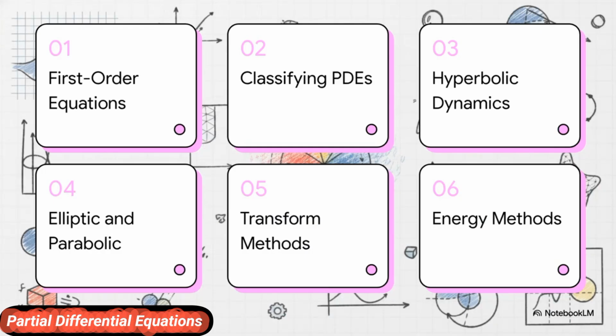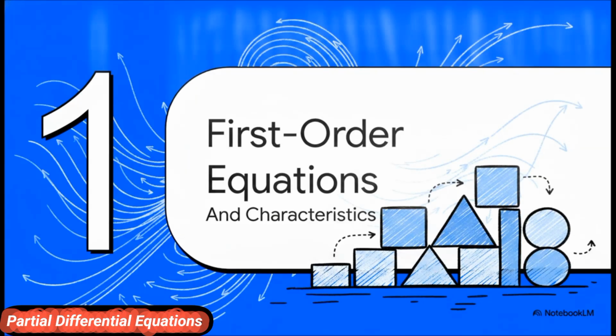Here's our roadmap for today. We'll start with first-order equations and characteristics, then move into classifying second-order PDEs. After that, it's hyperbolic dynamics, focusing on the wave equation, followed by elliptic and parabolic equations. Then we'll hit separation and transform methods, and finally wrap up with energy methods for uniqueness. All right, let's kick things off with Section 1, First-Order Equations and Characteristics.